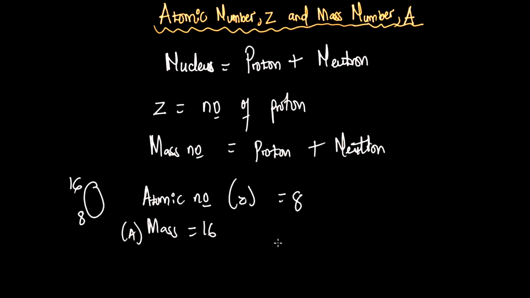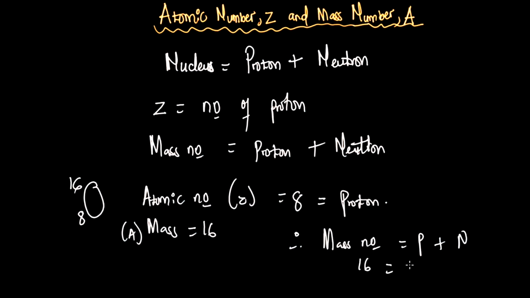So if this is proton, therefore we can say that mass number equals proton plus neutron. So we can therefore say that 16 equals 8 plus n. So we can have our neutron to be 16 minus 8, which is also 8.